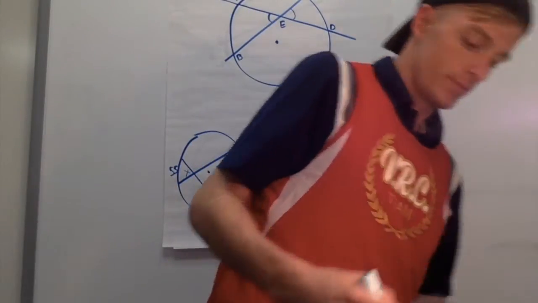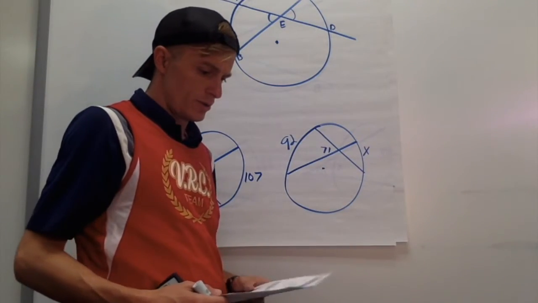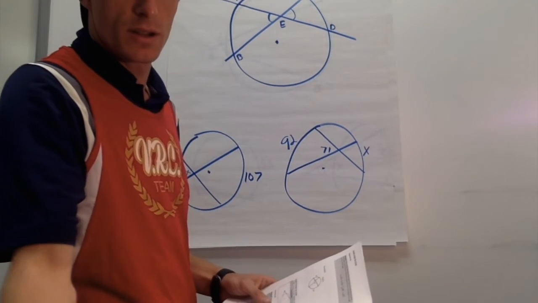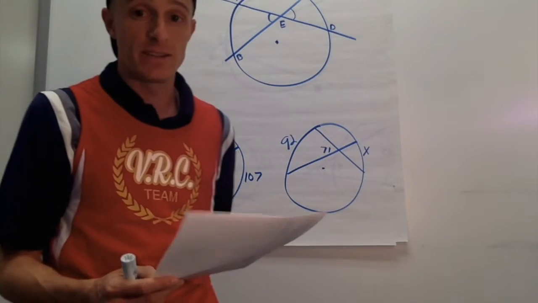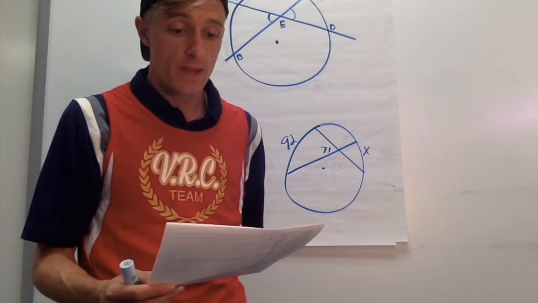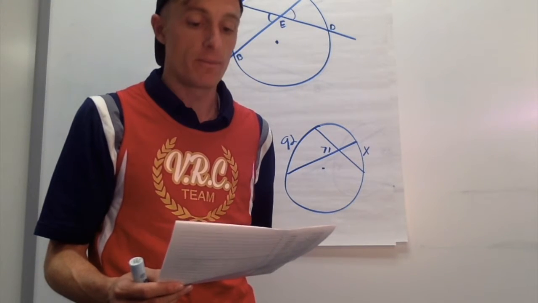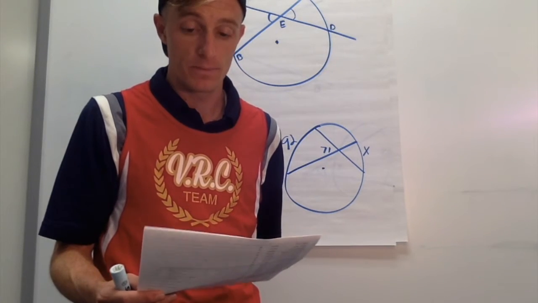Theorem number 2. Okay, theorem number 2 is, if two chords intersect in the interior of a circle, then the measure of each angle is half the sum of the measure of the arcs intercepted by the angle and its vertical angle.